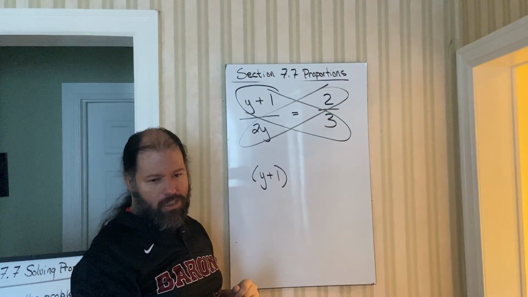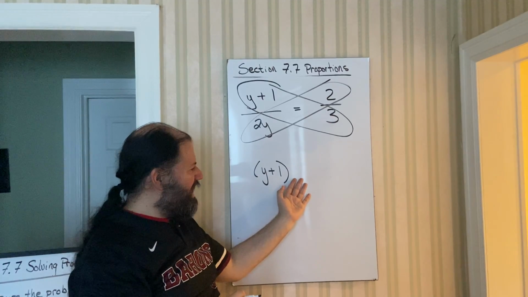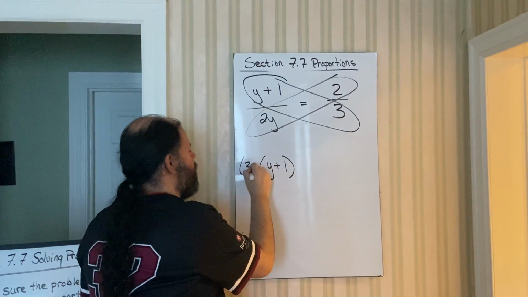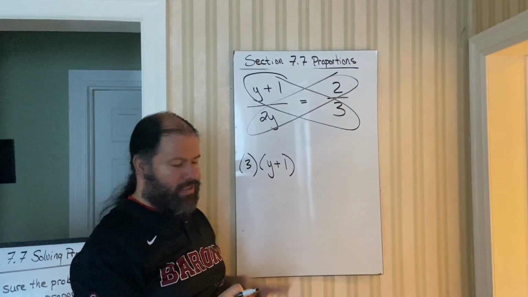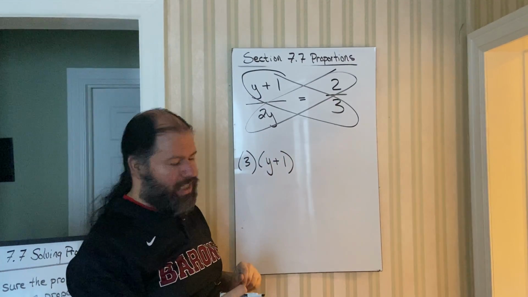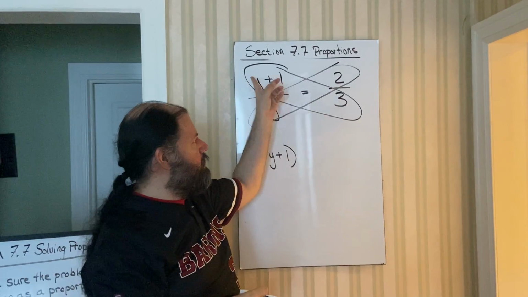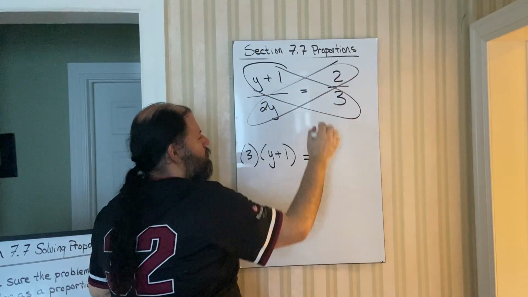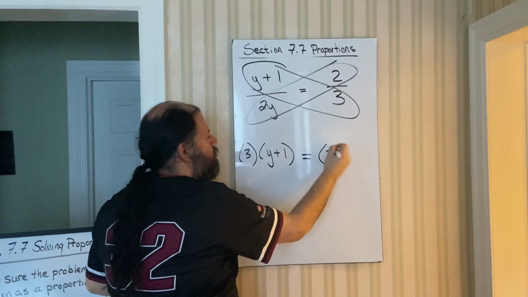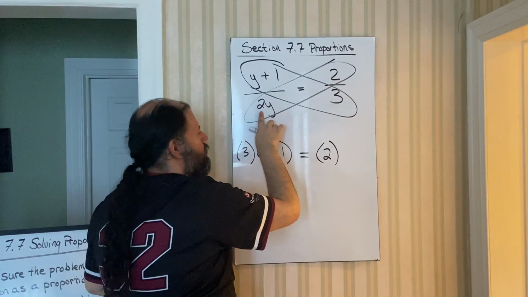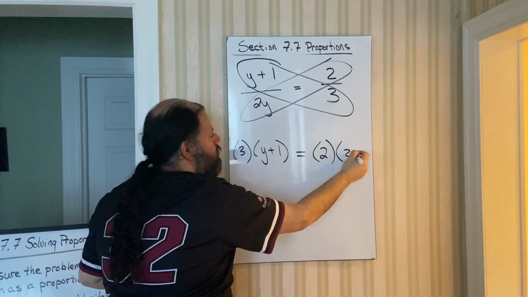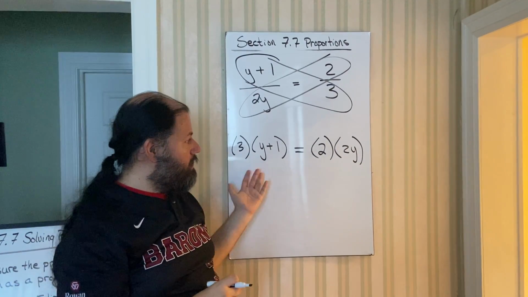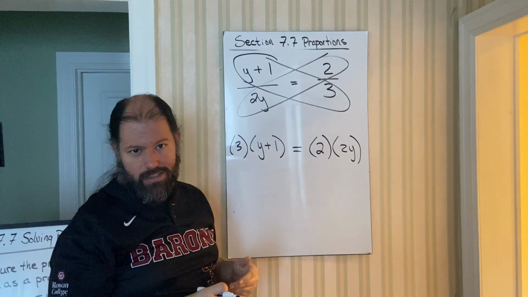The other guy is going to be a 3. I like to have the 3 in front, but that's just me. And put that in parentheses because it's easier to distribute this way for me. Now that I've done this wing, put the equal sign to do the other wing. So we have a 2, and then the other corner, 2y. Once you have this, this is solving the equations.